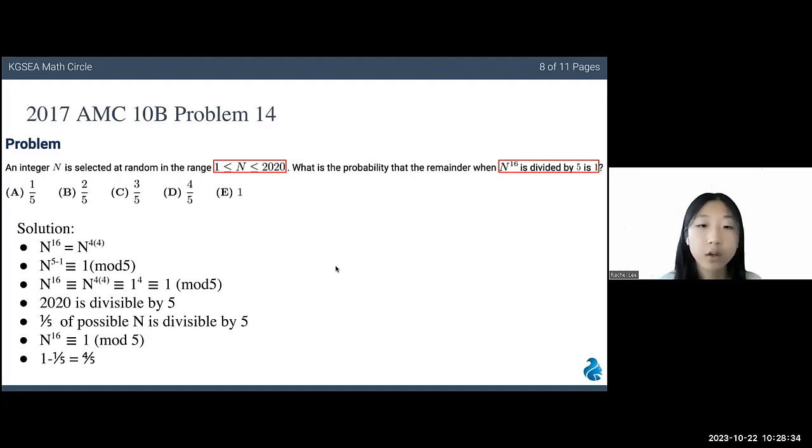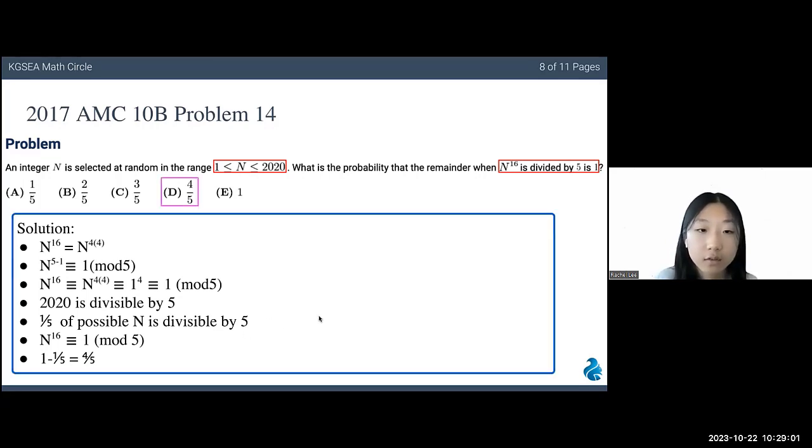And because 2020 is divisible by 5, we can say that there's a total of 1 over 5 of possible n that is divisible by 5, and for the rest, n to the power of 16 is equivalent to 1 mod 5, which we got over here. We can just get the answer right away by doing 1 minus 1 over 5, which leads us to the answer of D.